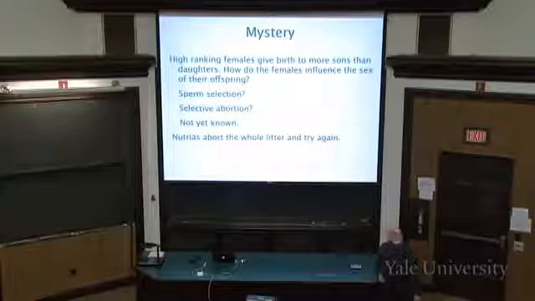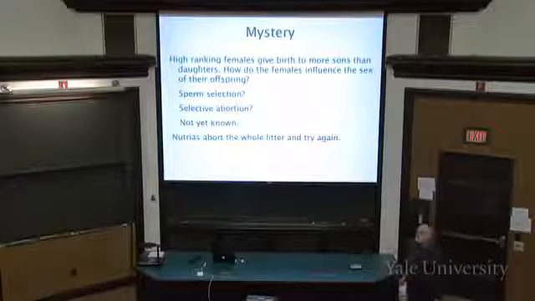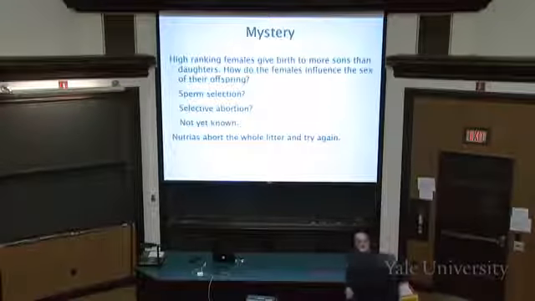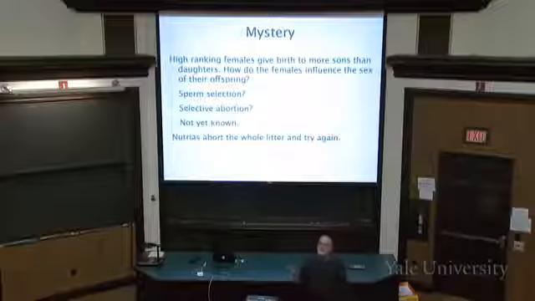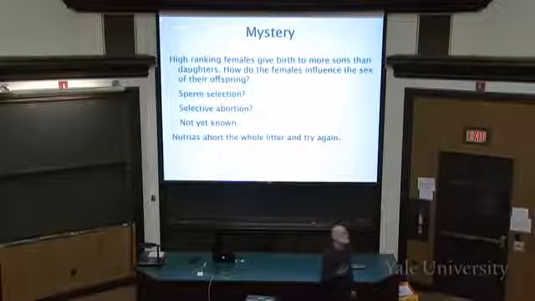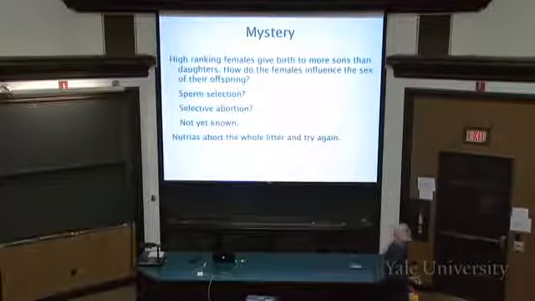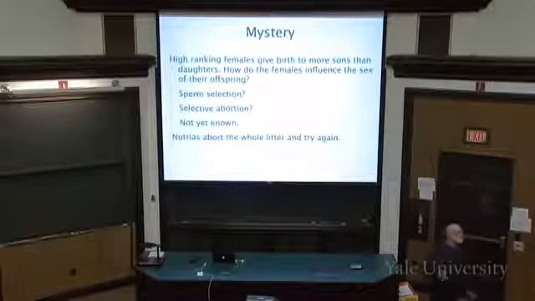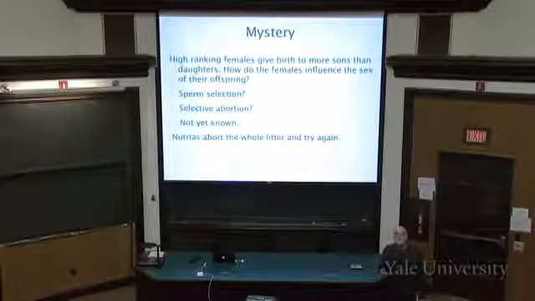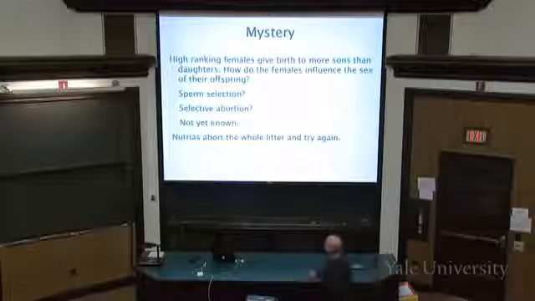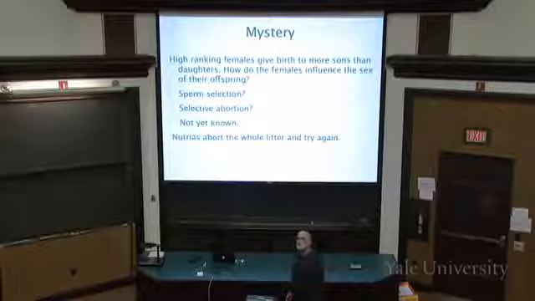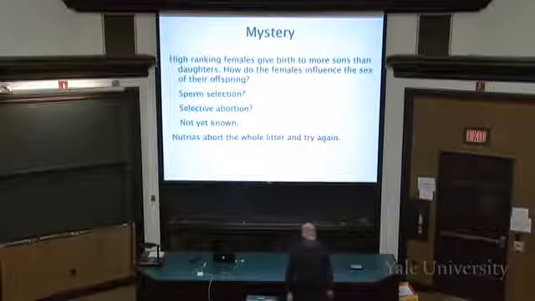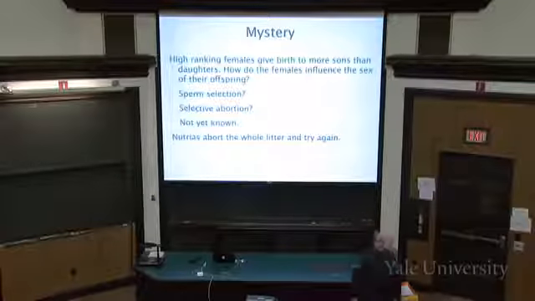What we do know is this. Nutrias do this. Nutrias are South American rodents. If you have a female nutria who is subordinate or in low physiological condition, and she should be making mostly female offspring, but she happens to have a mostly male brood, she just aborts the whole thing and tries again. So that's what she does.